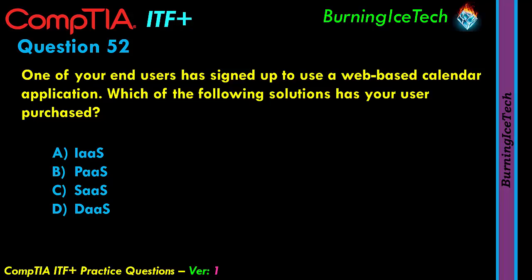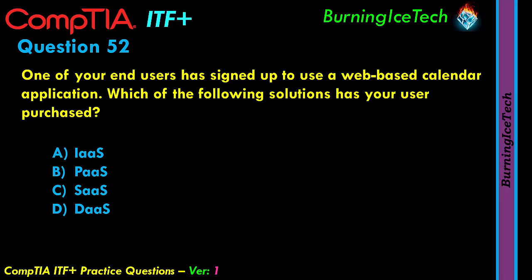What do we call that type of cloud? Is it A, IaaS? That's infrastructure as a service. So that's the type of cloud where you've got the most control. You've got full control. It's way more than just a web application, folks. So this could be a whole server in the cloud for all we know, and you've got full control over the whole server, not just an application. So it's not A, guys.